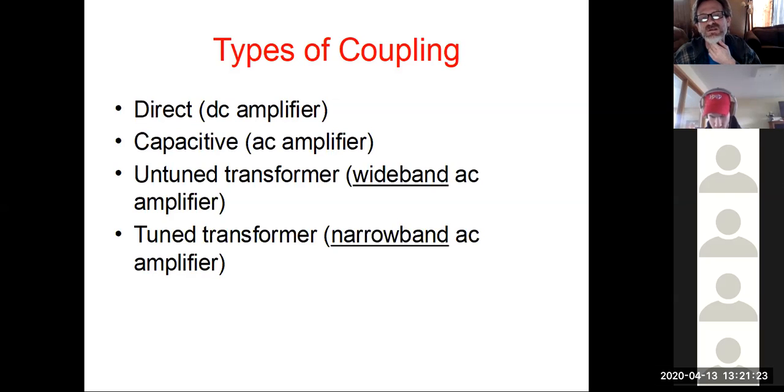And then, of course, there's a tune type as well, where that one's more specific, and it would be a very narrow bandwidth that it would be allowed to have. Go ahead and click that again.